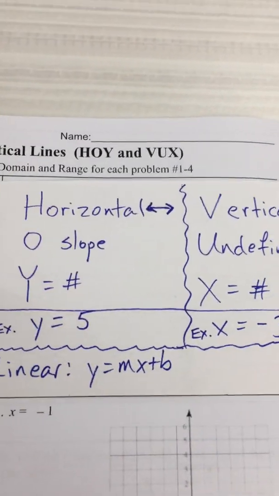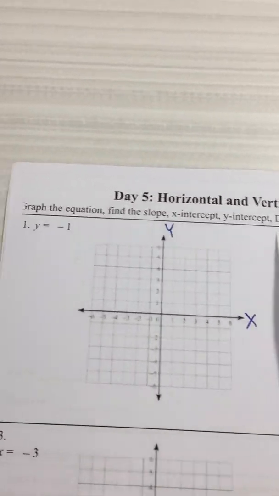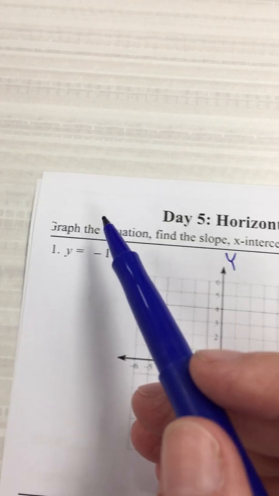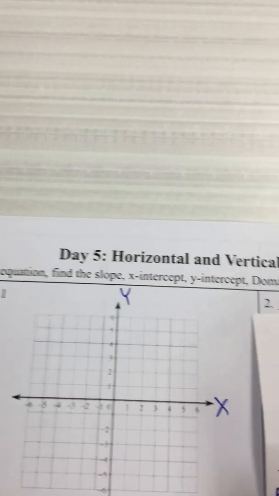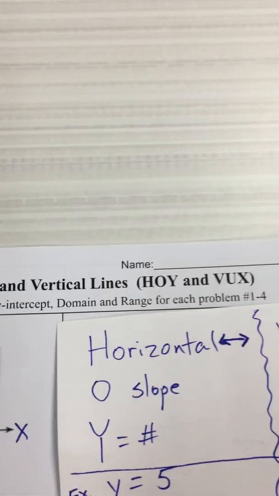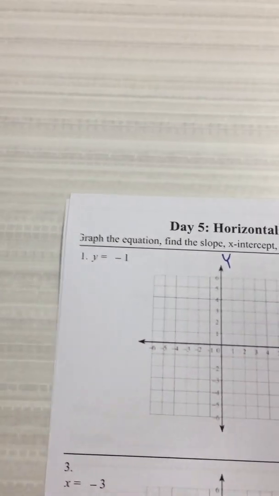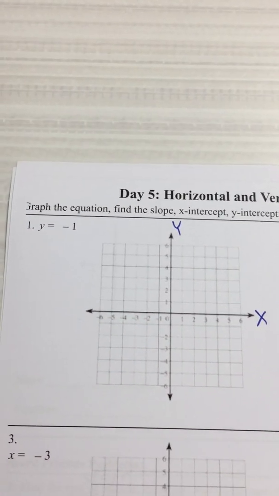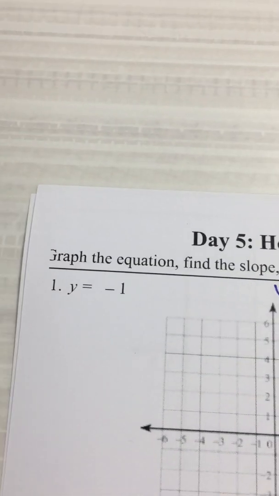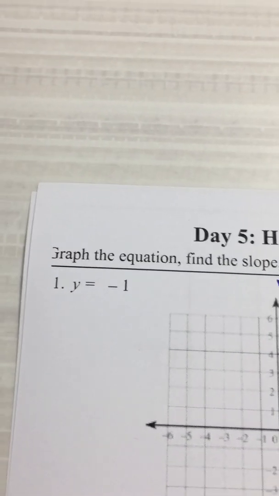Here is your worksheet for today, and I have that same Hoy and Vux information on this little card here, so we can look at it while we're doing this problem. On this it says, graph the equation, find the slope, the x-intercept, the y-intercept, domain, and range for each problem 1 through 4. Now I'm going to do the odd ones with you: 1, 3, 5, 7. You're going to do 2, 4, 6, 8. So the first equation is y equals -1. We are going to graph that.